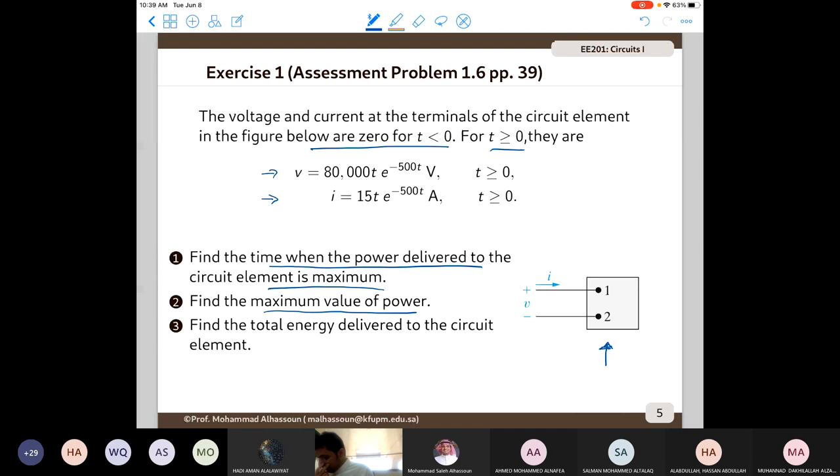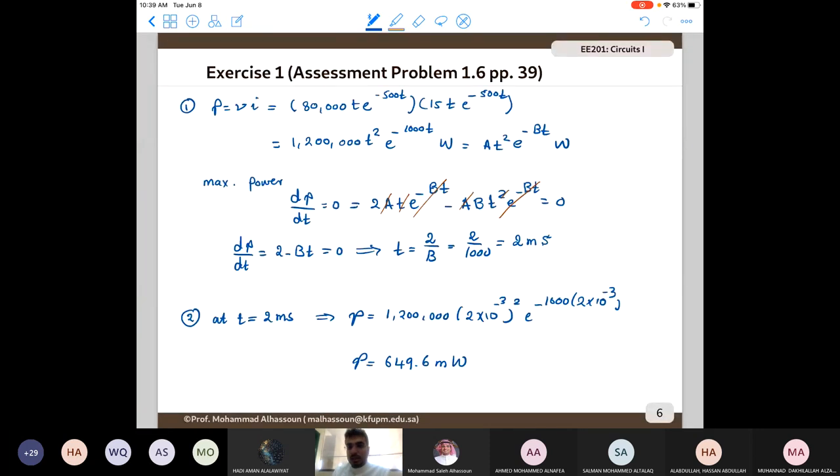So let's go back to the problem statement. The third part is asking us to find the total energy delivered to the circuit element. Yasser? Yes, we can integrate the power equation with respect to time and then take the limits from zero to infinity because we want the total. Exactly. What you said is exactly correct. Or we can actually integrate it from zero to infinity directly. Very good. So we have the expression for the power, so we can integrate it with respect to time. And we have a definite integral, so the limits for the integral are zero and infinity.